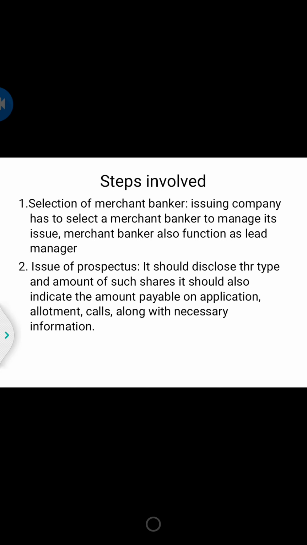The prospectus, as a document, should disclose what type of shares you are going to issue, what is the amount of such shares, etc. It should also indicate the amount that is payable on application, allotment of shares, and calls, or we can say installments, as agreed. Along with that, all the necessary information should be there in your prospectus. It should be duly signed and filed with the registrar of the company.